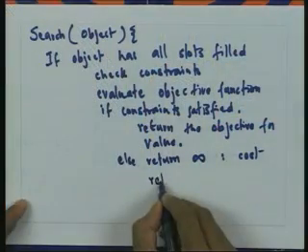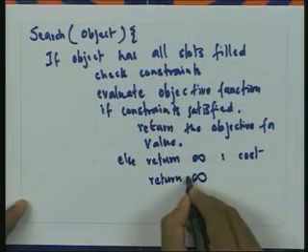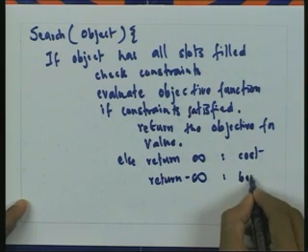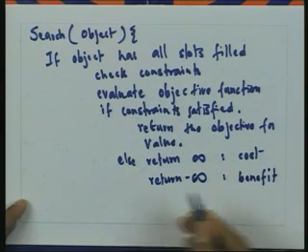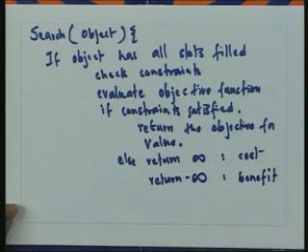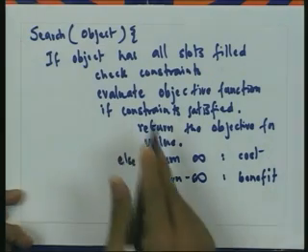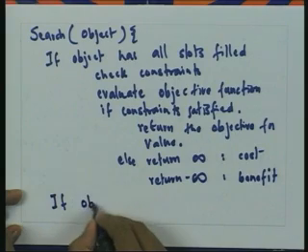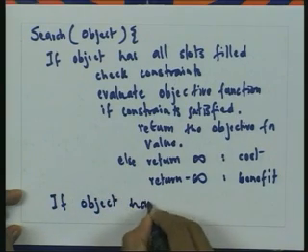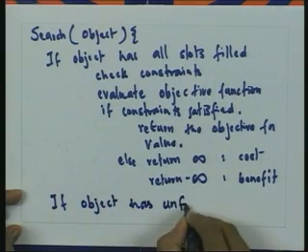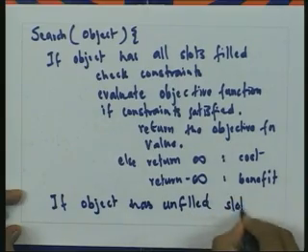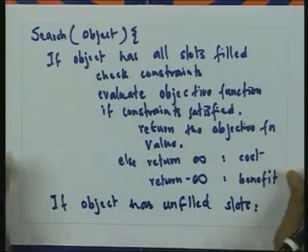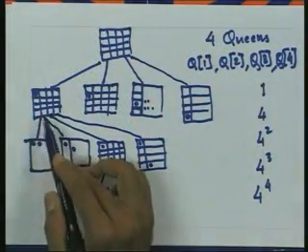If we are given a benefit function, we will return a minus infinity or a 0. Assuming that the benefit is positive, we can even return a 0. So this is what we do at a leaf. If object has unfilled slots, then what do we need to do? Well, we need to do this branching business, right? So this has unfilled slots, so we need to fill further slots.